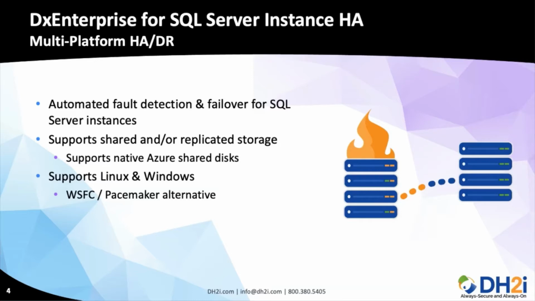DxEnterprise is a software technology from DH2i. It supports HA instances or FCIs as we're talking about. It also supports availability groups. So this is a clustering solution that also covers AGs, but for the purpose of this call, we're going to be focusing on that FCI use case. What it does is automated fault detection and failover for SQL Server instances. So it's going to detect any fault, provide that HA if anything happens to the VM that the instance is running on, if there's any networking issues, and so on.